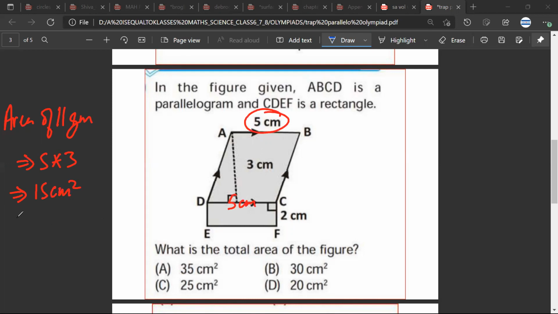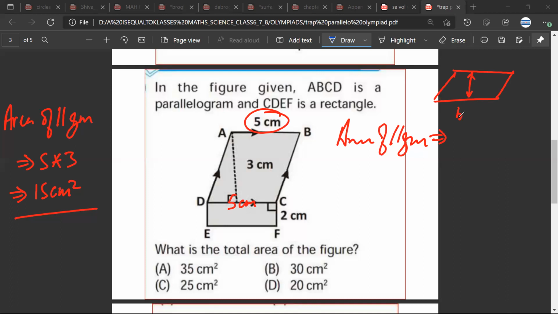Mr. Sarthak, any doubt? Sorry, meter square. Yes, centimeter. Mr. Sarthak, any doubt? No, sir, I just understood that it was the whole. I thought it was only the. Any doubt now? No, sir.